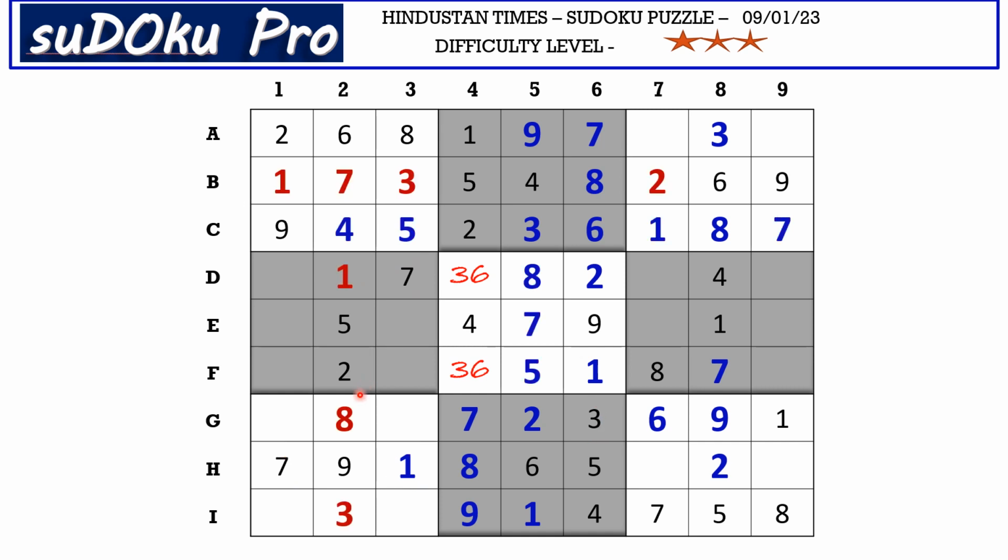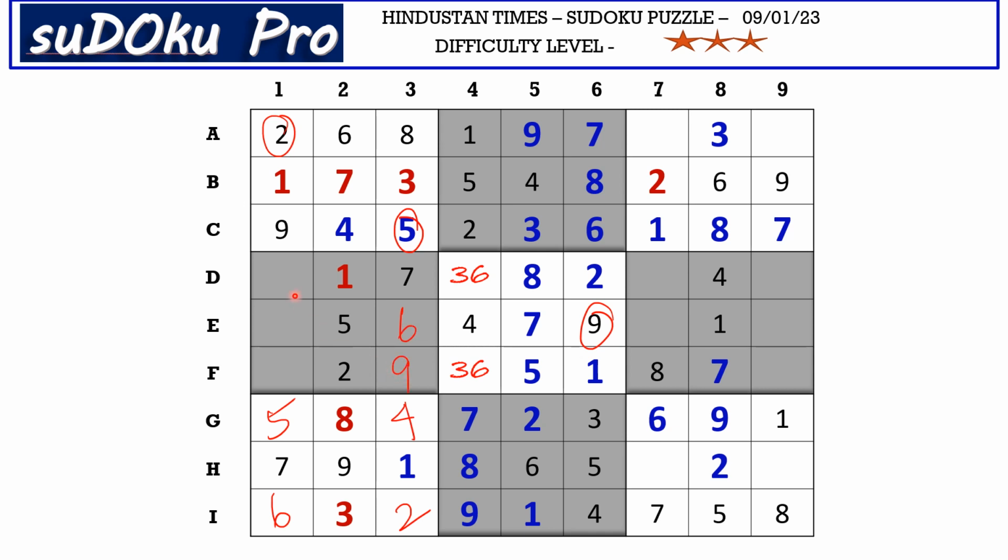Now in this block the missing numbers are 4 and 5. There is 5 blocking from column 3. So G3 takes 4 and G1 takes 5. Here in I row the missing numbers are 2 and 6. There is 2 blocking from column 1. So I1 takes 6 and I3 takes 2. In column 3 the missing numbers are 6 and 9. There is 9 blocking from E row. So E3 takes 6 and F3 takes 9.